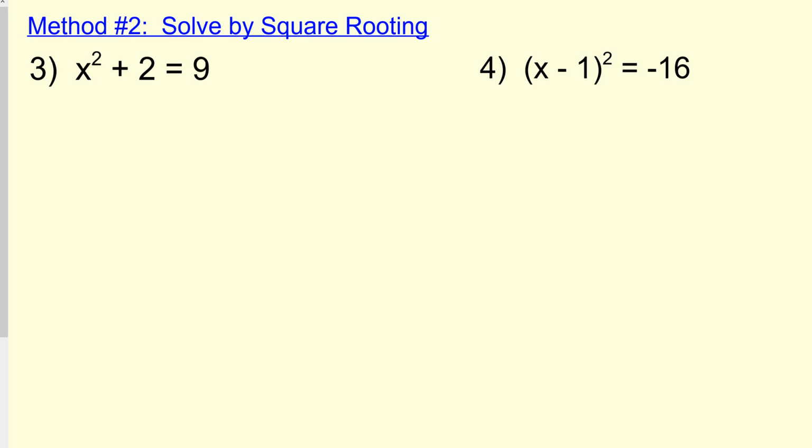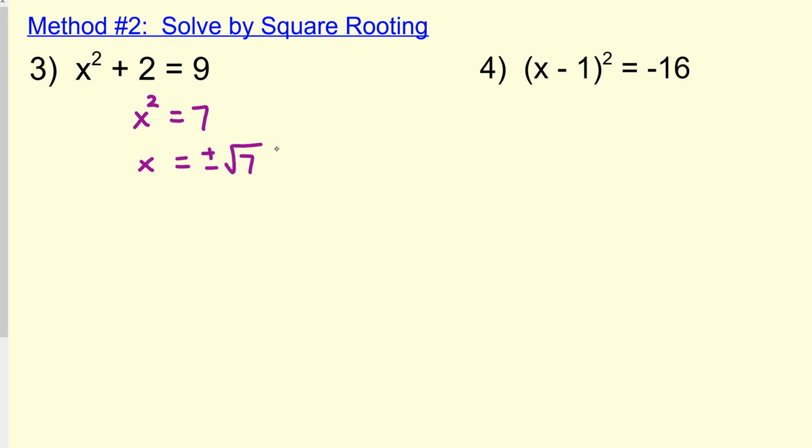So when you take a look at problem number 3, you'll notice it is a quadratic equation, and there's an x squared term, but there's no x term. And because there's no x term, we can use a slightly different method on this one. We can isolate the x squared by subtracting 2 from both sides of the equation, so we have x squared equals 7. And then we can square root both sides of the equation. And remember, when you square root, you always have to put plus or minus. So x equals plus or minus square root 7.